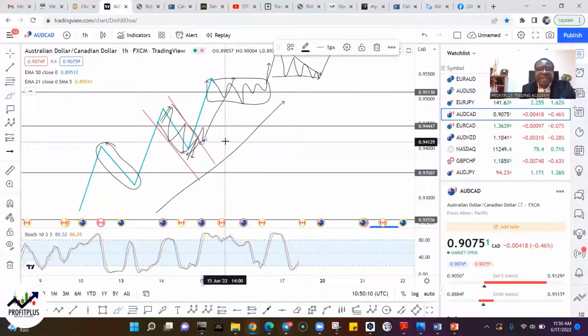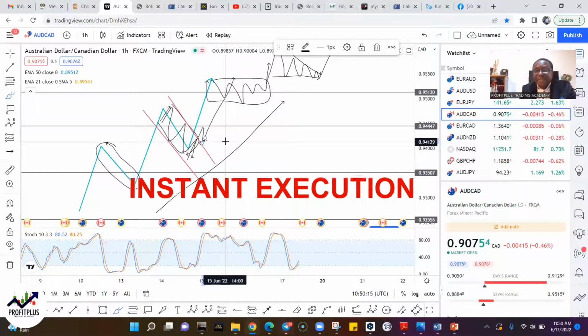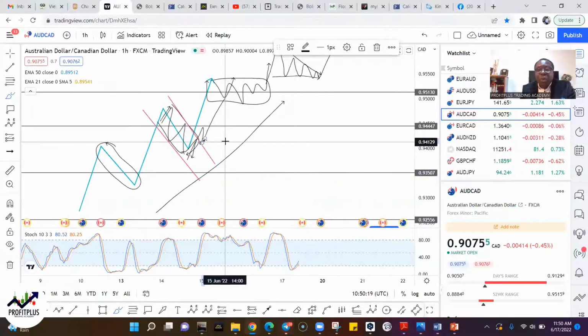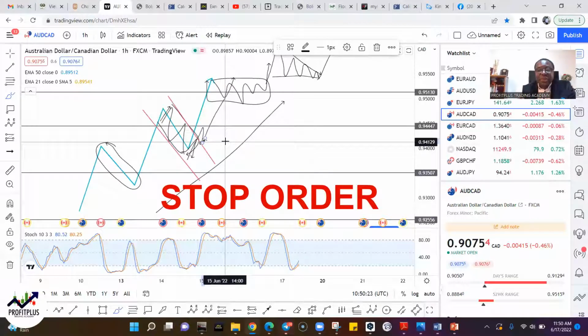There are two market orders that I use in entering my trades. One of them is the instant execution. All right, so you are trading the market at the current market price, or you're using a pending order called the stop order, either buy stop or sell stop.